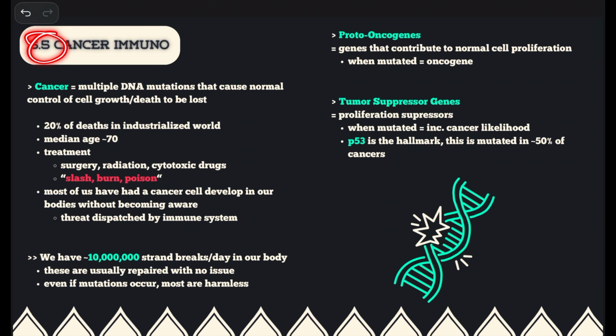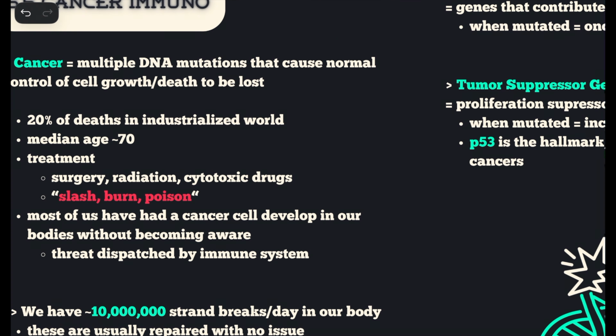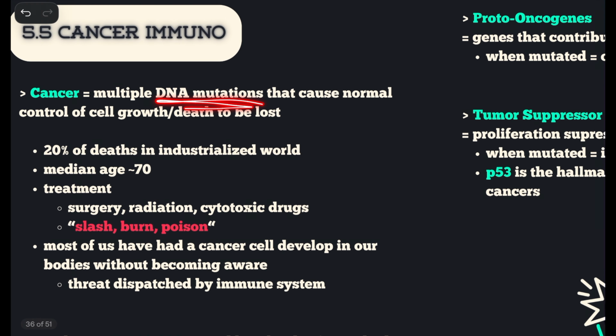This is 5.5 on cancer immunology. So let's just start with the basics. What is cancer? Cancer is the result of multiple DNA mutations that cause normal control of cell growth and death to be lost. So you get unregulated growth and replication.